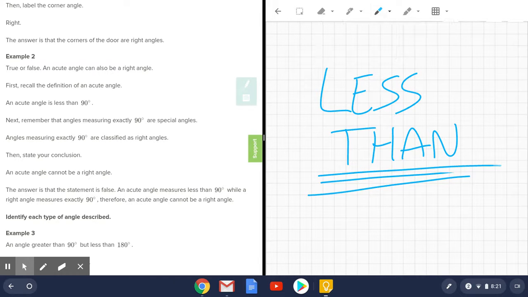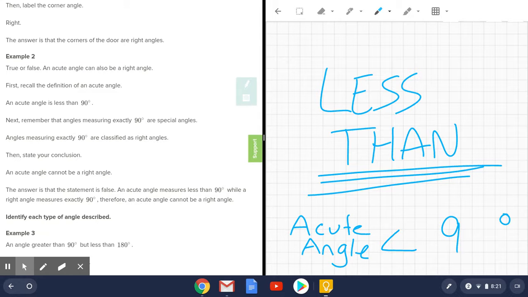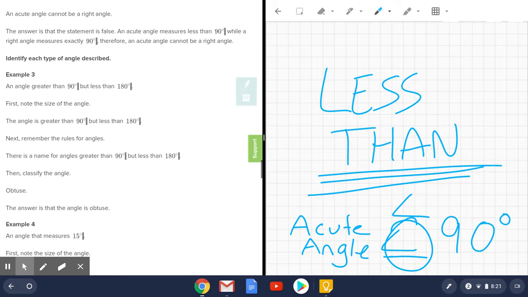So if we were following this example here, we would have an acute angle is less than 90 degrees. It's not less than or equal to. It's just less than. Okay? So let's go on to example 3.